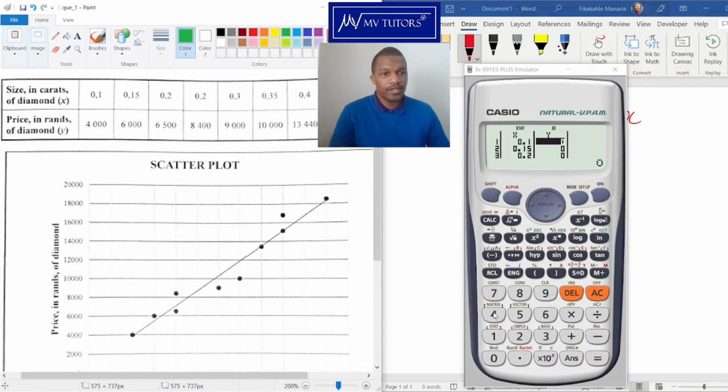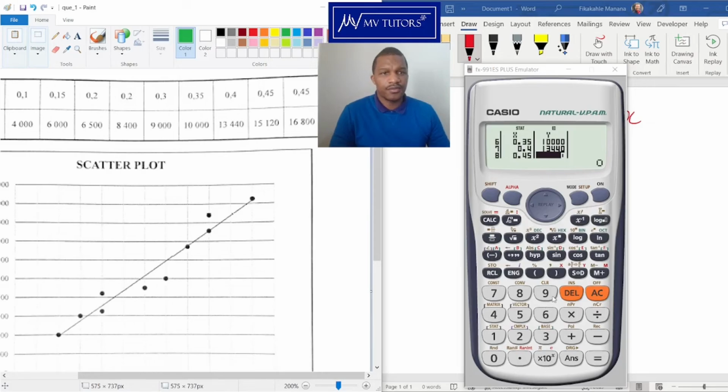Then we go down, go to the side, we need to put the next values now. Okay, the price one. So the first one is 4,000 equals 6,000 equals 6,500 equals 8,400 equals 9,000 equals 10,000 equals 13,440 equals, let's see what's the next values, 15,120 equals 16,800 equals 18,480. The last value. Cool. So we got all our values.